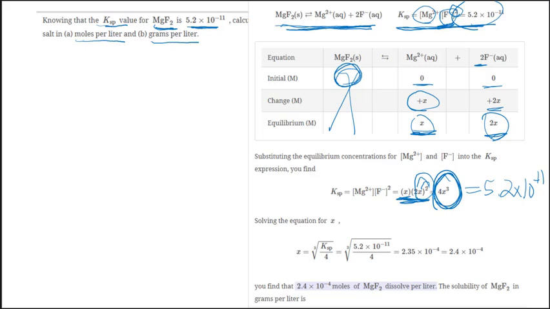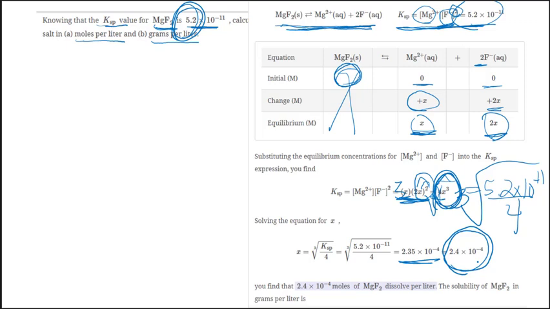We first have to get rid of that 4, so I'm going to divide both sides by 4. That gets rid of this. And then I need to take the cube root of both sides. And that would leave me with 2.35 times 10 to the negative 4th. And with two significant figures, since I started with 2, 2.4 times 10 to the negative 4th. And that's molarity, moles per liter. That's telling me how many moles of magnesium fluoride dissolve per liter of solution.